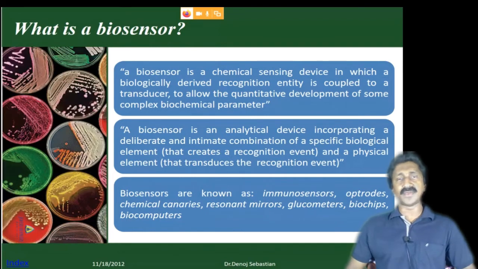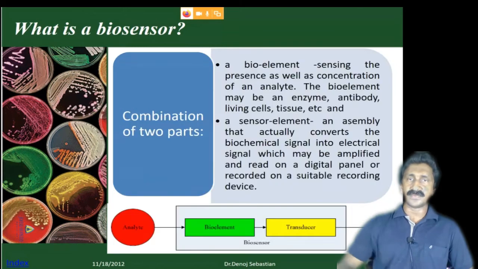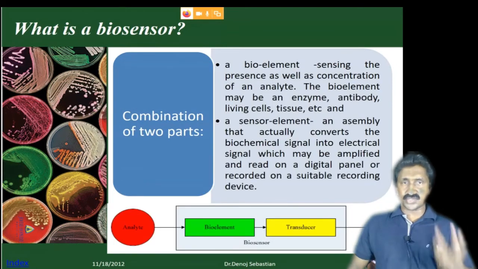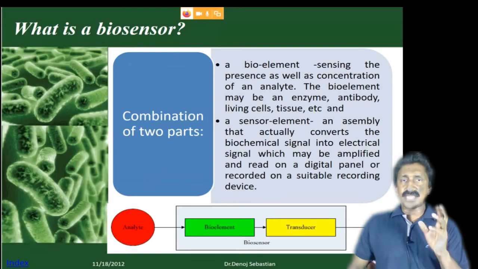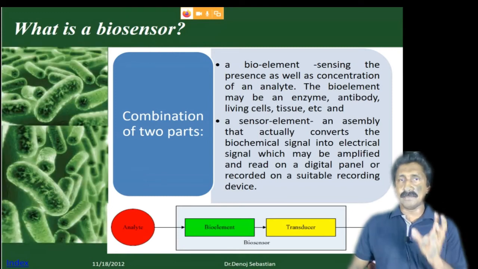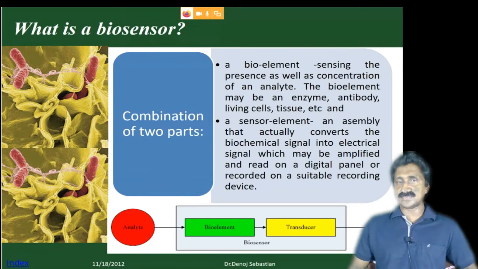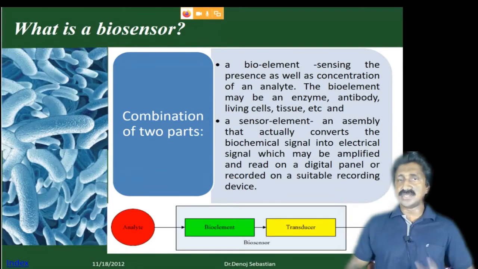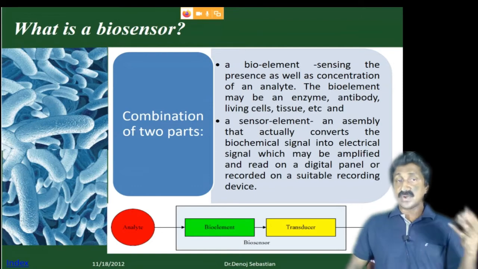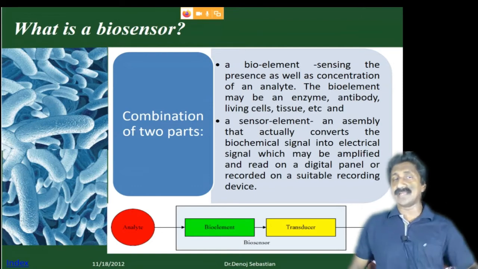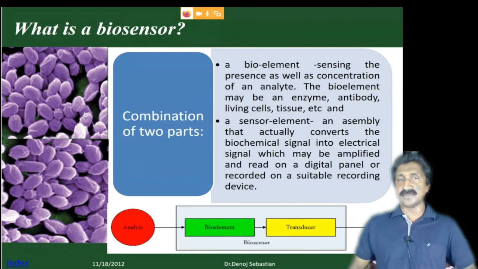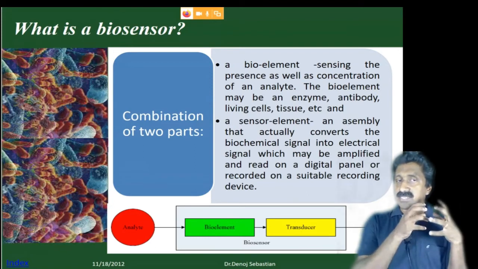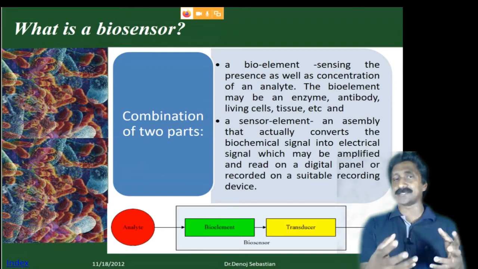So various types of biosensors were already known. When we consider that structure, it has two parts: a bioelement and a sensor element. A biosensor includes a bioelement and a transducer or sensor element. The pollutant is actually the analyte that you want to recognize from the environment. The bioelement will recognize the presence of the pollutant based on a biological reaction.